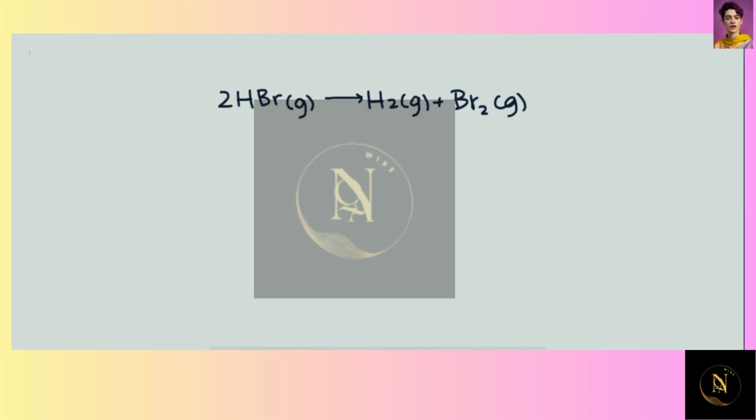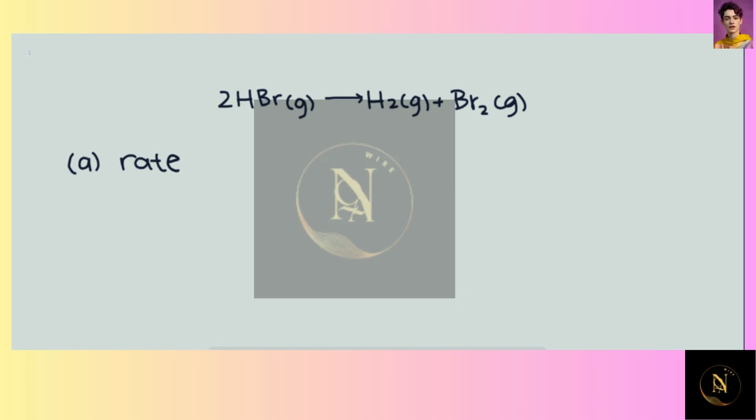Okay, so let's say you have a reaction where 2 moles of hydrobromic acid decomposes to form 1 mole of hydrogen gas and 1 mole of bromine gas. So if you were to express the rate of this reaction in terms of the concentration of each of the reactants and products, this is something of what the rate would look like.